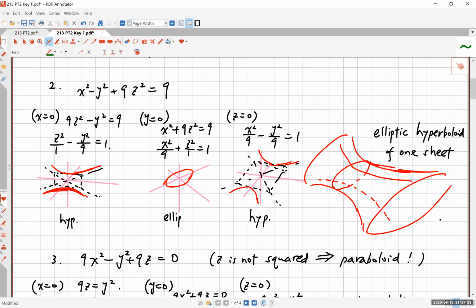Okay, so number 2, you first let x be equal to 0. That will give you the cross section on the YZ plane. If x is 0, then you can see the result is 9z squared minus y squared is equal to 9. You can divide everything by 9. This is clearly a hyperbola. This distance is 1.